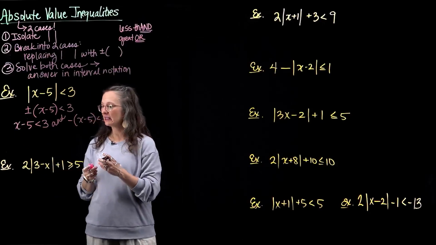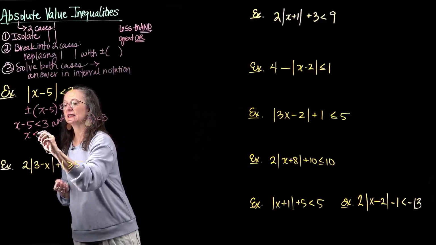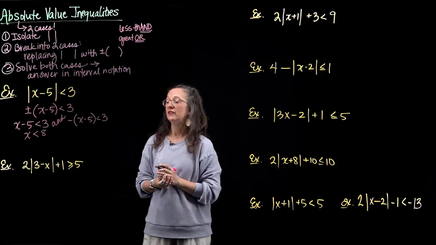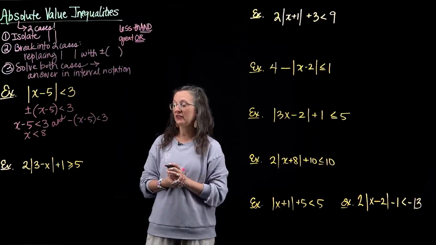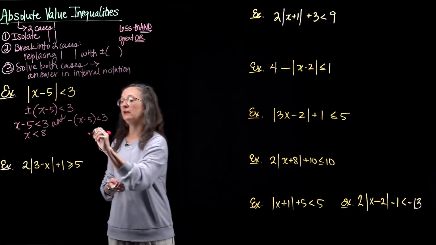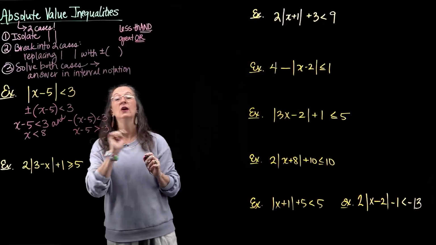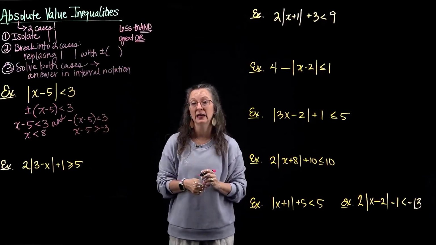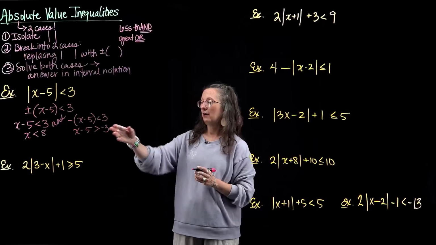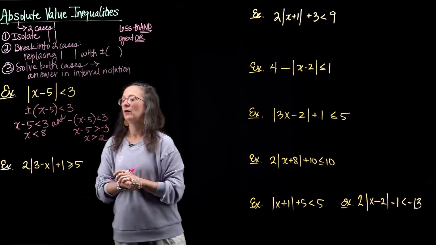For the first one, x minus 5 is less than 3. Adding 5 to both sides, I get x is less than 8. The second one, I have negative of x minus 5 in parentheses, less than 3. I'm going to multiply both sides by negative 1. So I have x minus 5 is greater than negative 3. Remember, when we multiply or divide by a negative number, our inequality flips. All right, I'll add 5 to both sides. So I get x is greater than positive 2.